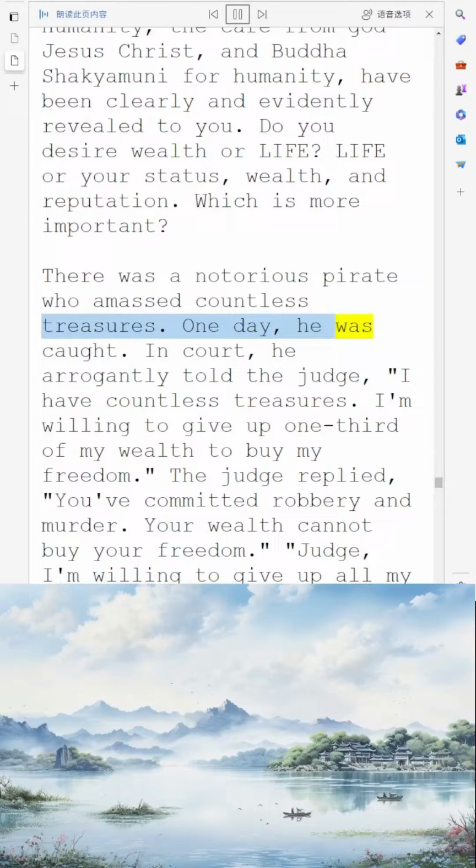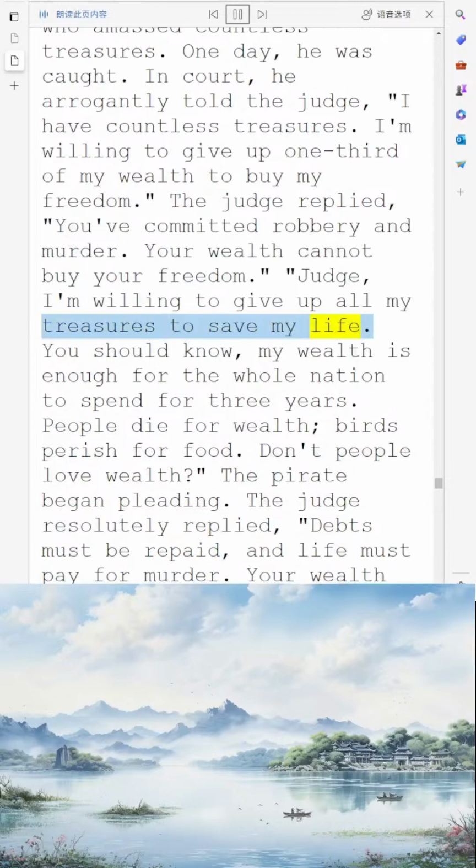One day, he was caught. In court, he arrogantly told the judge, "I have countless treasures. I'm willing to give up 1/3 of my wealth to buy my freedom." The judge replied, "You've committed robbery and murder. Your wealth cannot buy your freedom." "Judge, I'm willing to give up all my treasures to save my life. You should know, my wealth is enough for the whole nation to spend for 3 years.